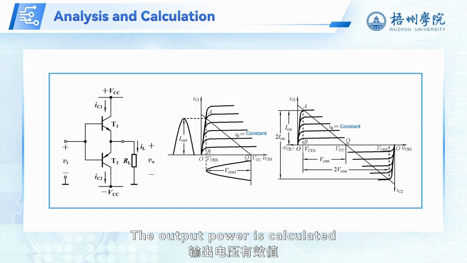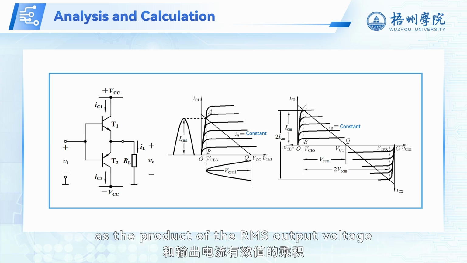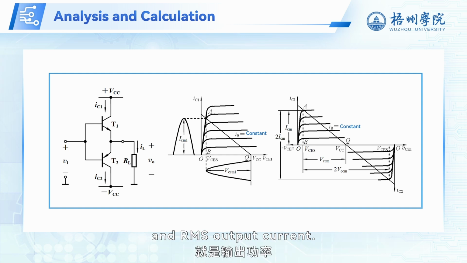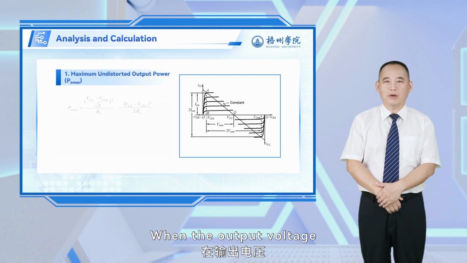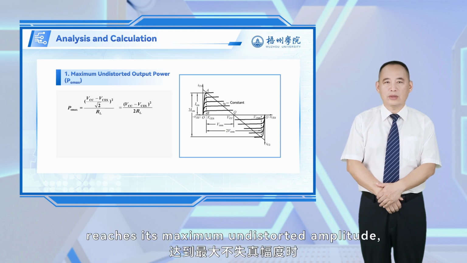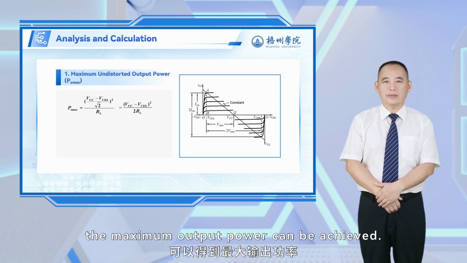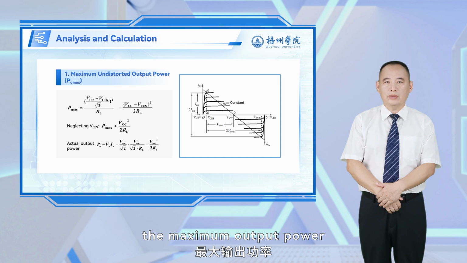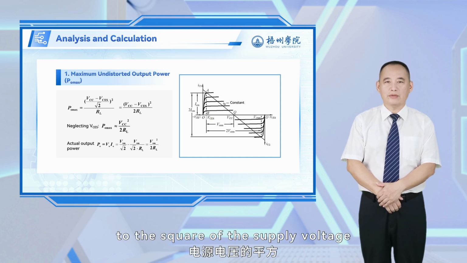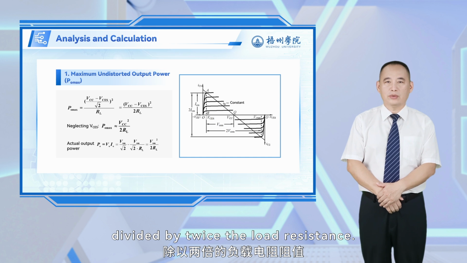The output power is calculated as the product of the RMS output voltage and RMS output current. When the output voltage reaches its maximum undistorted amplitude, the maximum output power can be achieved. If the saturation voltage is neglected, the maximum output power is approximately equal to the square of the supply voltage divided by twice the load resistance.